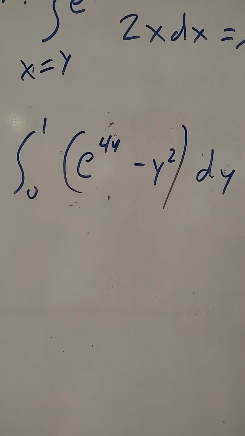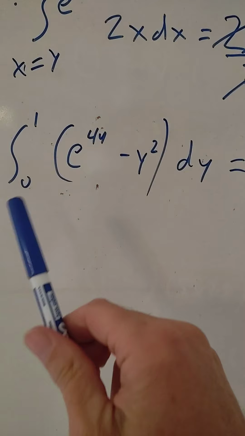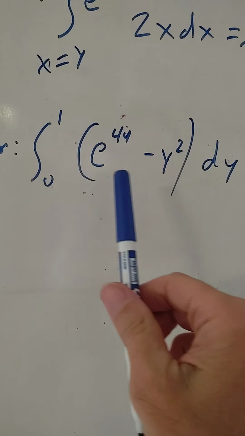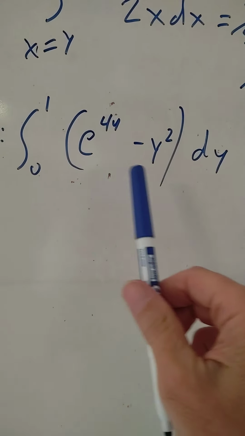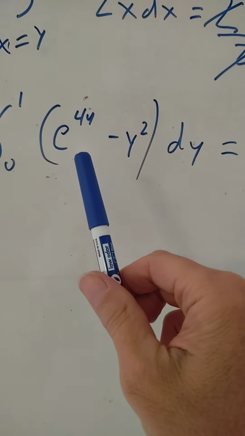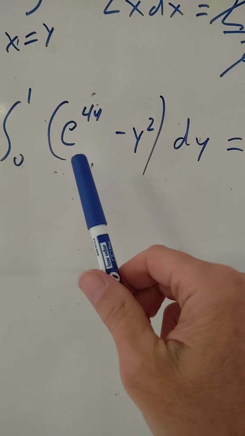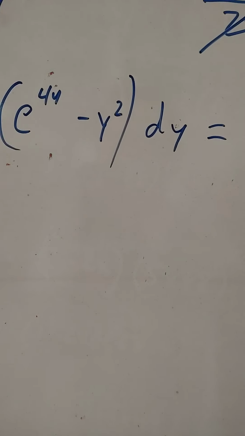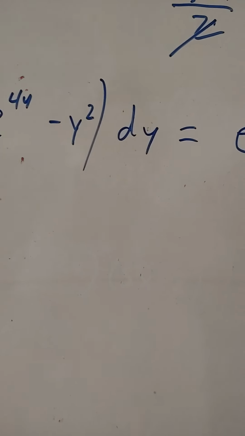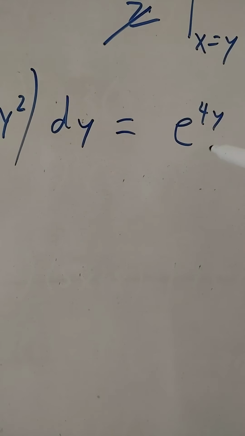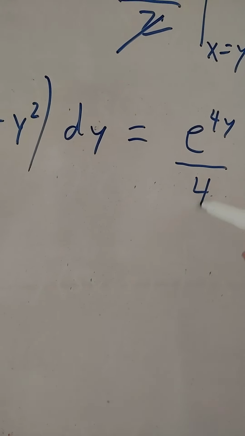And here we go. The first step with this definite integral is to just do the indefinite integral, the antiderivative. The integral of a difference is the difference of the integrals. So what's the integral of e to the 4y? It's going to be exactly what you see, e to the 4y, but then divided by 4.